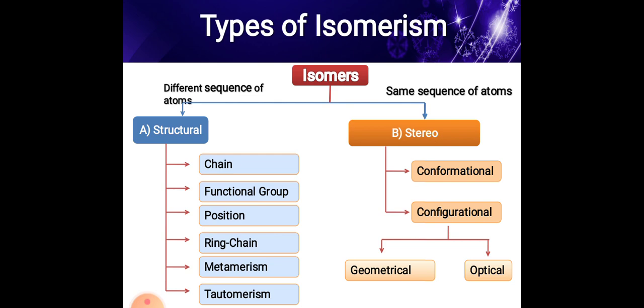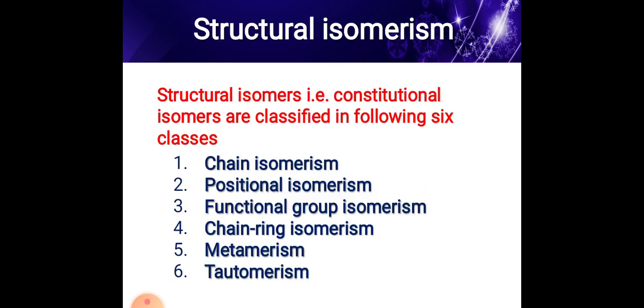Again, configurational isomers are divided into two parts. The first one is geometrical isomers and the second one is optical isomers. Then see structural isomerism. Structural isomers, that means constitutional isomers, are classified into different classes like chain isomerism, positional isomerism, functional group isomerism, ring chain isomerism, metamerism, and the last one, tautomerism.